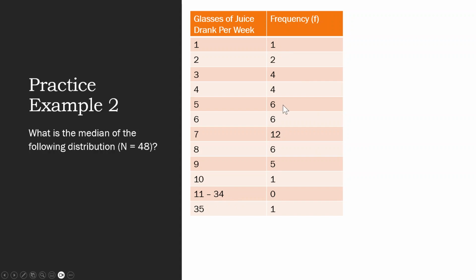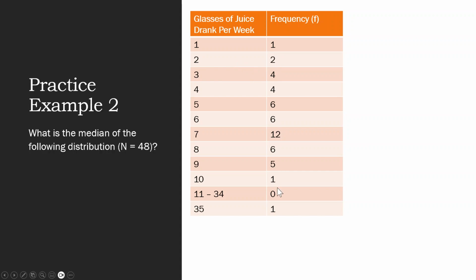But if you count all of these or add up all of the frequencies here, you're going to see that you have a total sample size of 48. There was one observation in that data set that drank 1 glass of juice that week. There were 2 that drank 2 glasses of juice that week. And there were 4 that drank 3, so on and so forth.